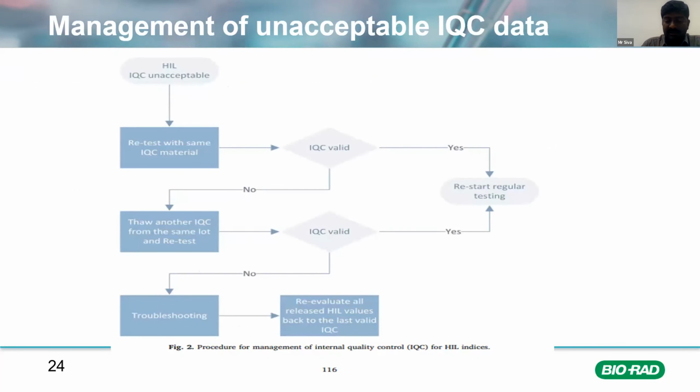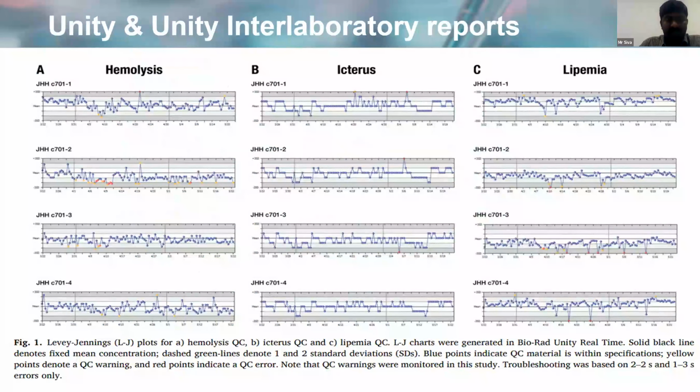So this is the overview, a diagrammatic explanation of what I have just explained. I can look at it later. And then you also look at Unity Real-Time data, where we have plotted the data into a Levey-Jennings chart, for all the different phenomena you can see from this.